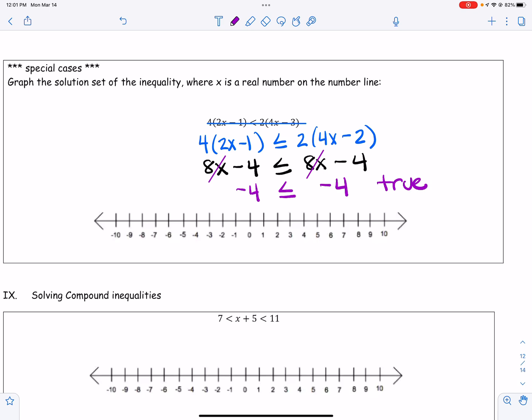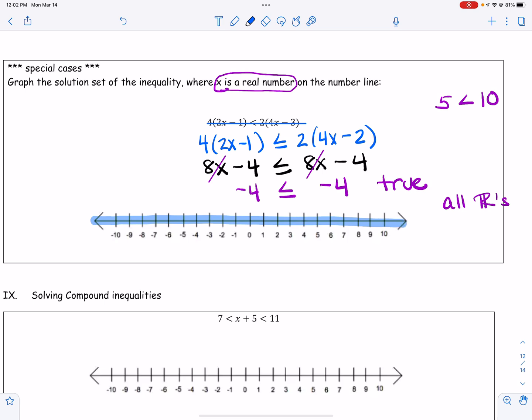If you work this out and you got a statement such as this, 5 is less than 10, that is true, and that means that every number on that number line will make a solution. So this is all real numbers. And so since we are shading, that means the entire line will be shaded. Okay, now it could be the entire line is dotted if it says it was an integer, or it could mean that the entire line is shaded if it says it's a real number. So I'm going to stop there, and then we'll do compound inequalities in another video.